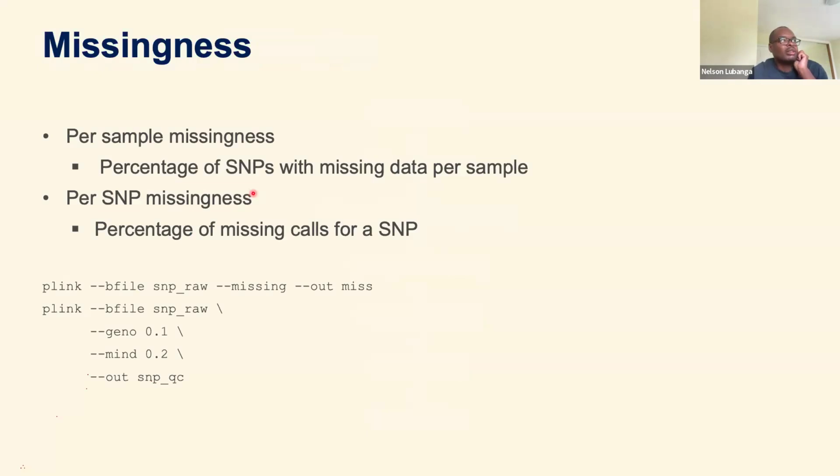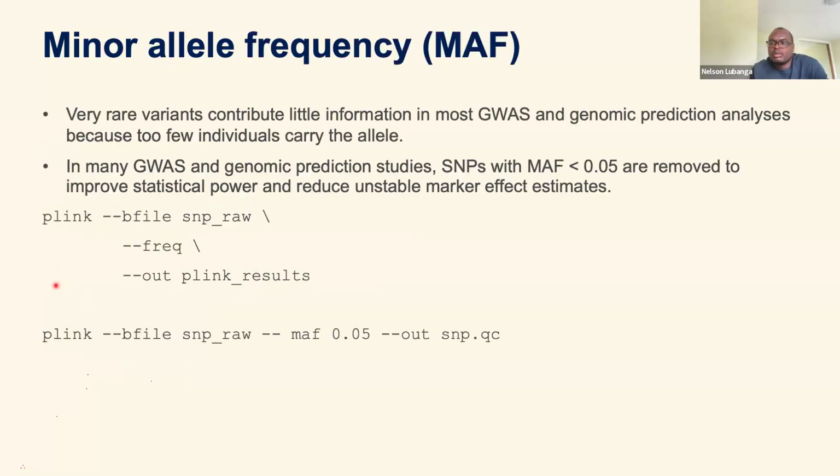For missingness, we have per sample missingness and per SNP missingness, and we have a command that we use in PLINK. The idea is straightforward. We want high call rates from the SNPs, typically above 80% or 90%, both for SNPs and for each sample.